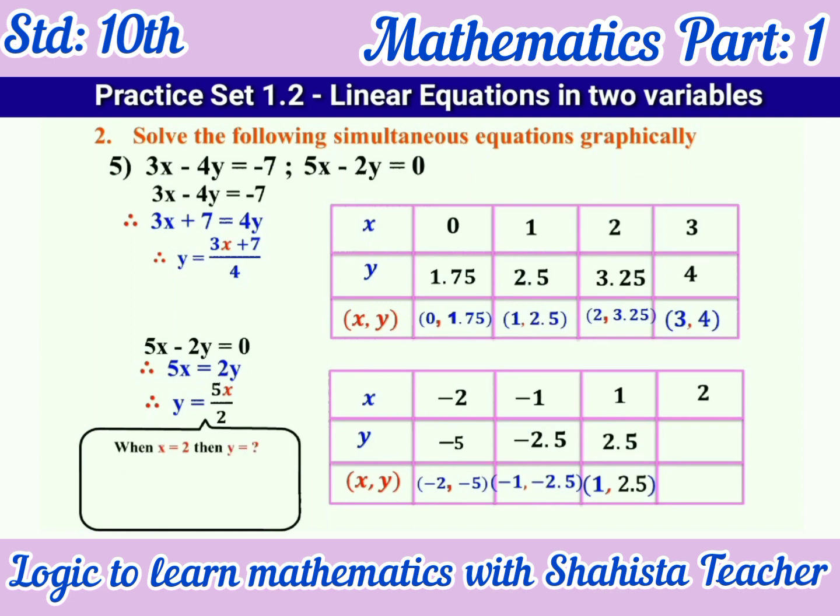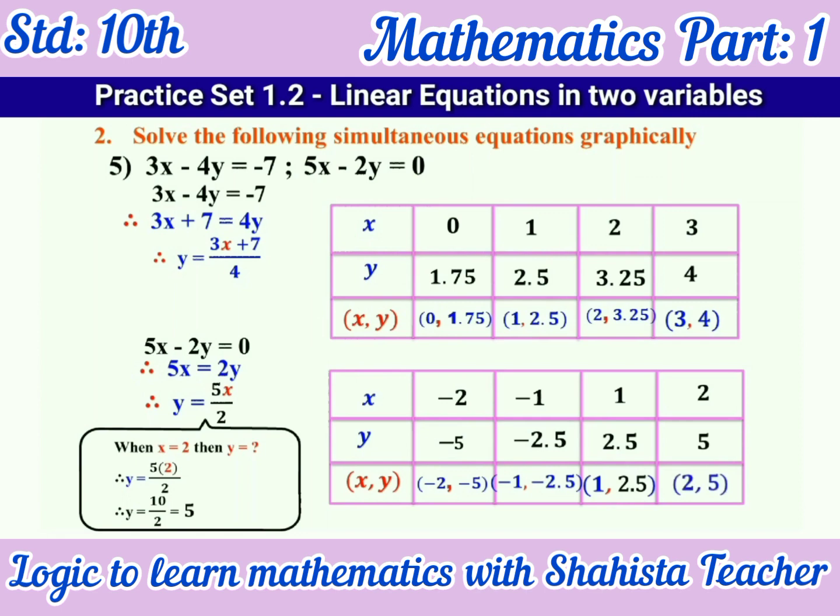Again we are going to calculate the y value. So here y is equal to 5 bracket, in the place of x we will put 2. 5 2s are 10 upon 2, 10 upon 2 is 5. 2 1s are 2, 2 5s are 10. So y is equal to 5. Yes, so 2 comma 5. x is 2 and y is 5.